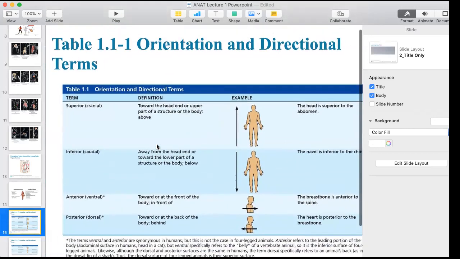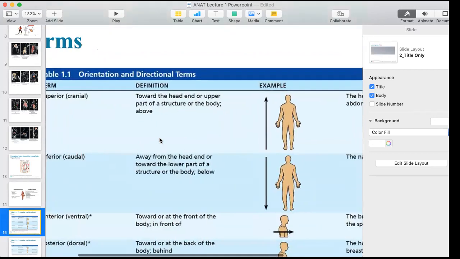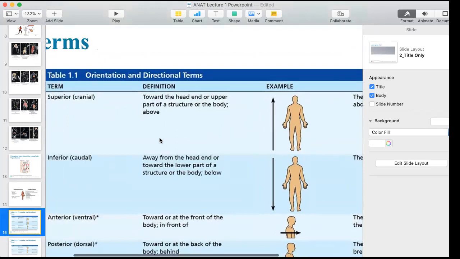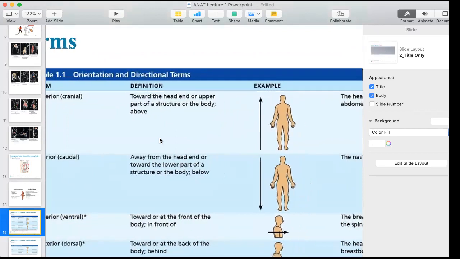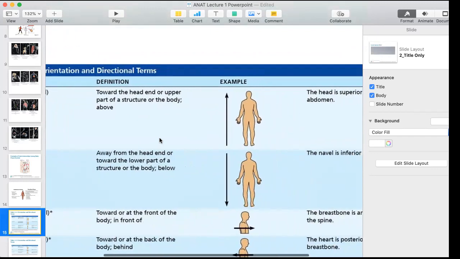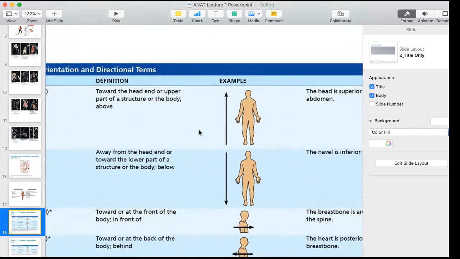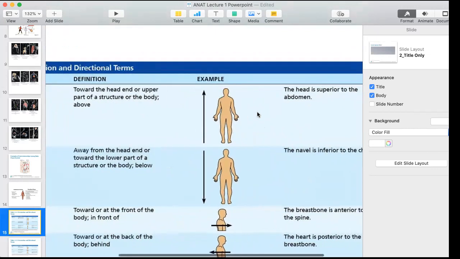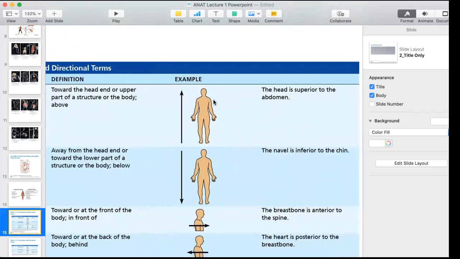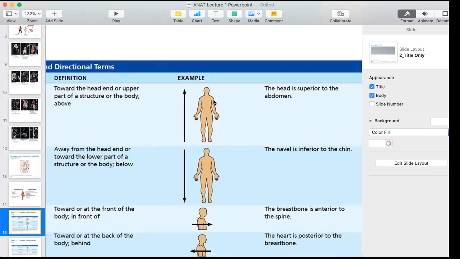All right, so let's go ahead and talk about these directional terms. You will need to identify examples of these on your quiz and exam. Now, when we say that something is superior, it does not mean better. It means above. Whenever we say superior, it means that it is closer to the cranium. So for example, we can say the head is superior to the abdomen. That is one example.